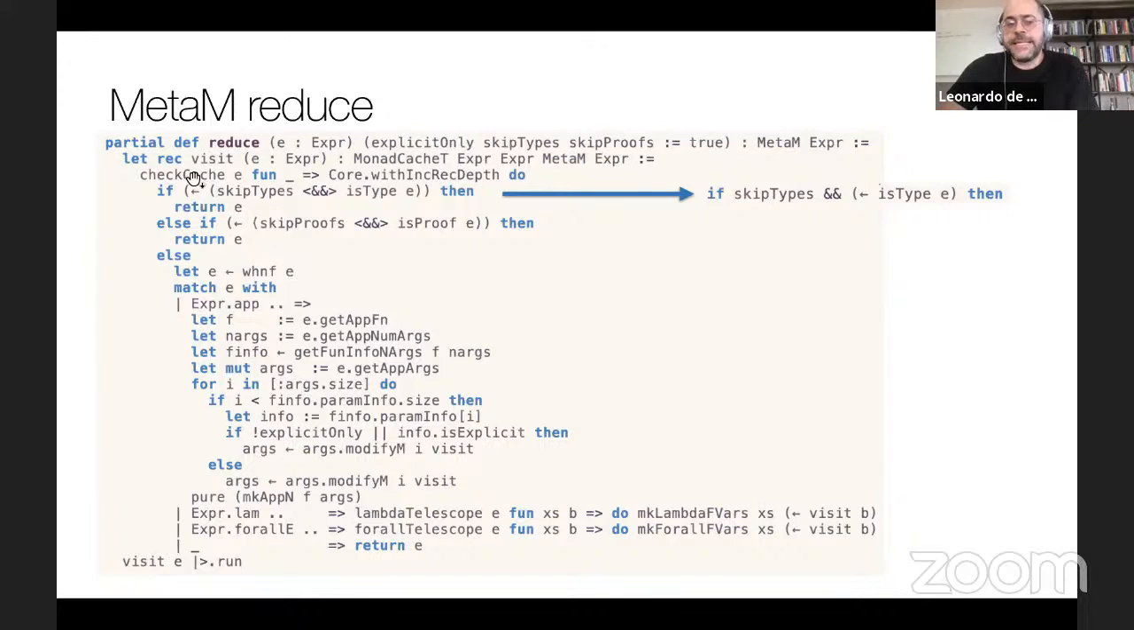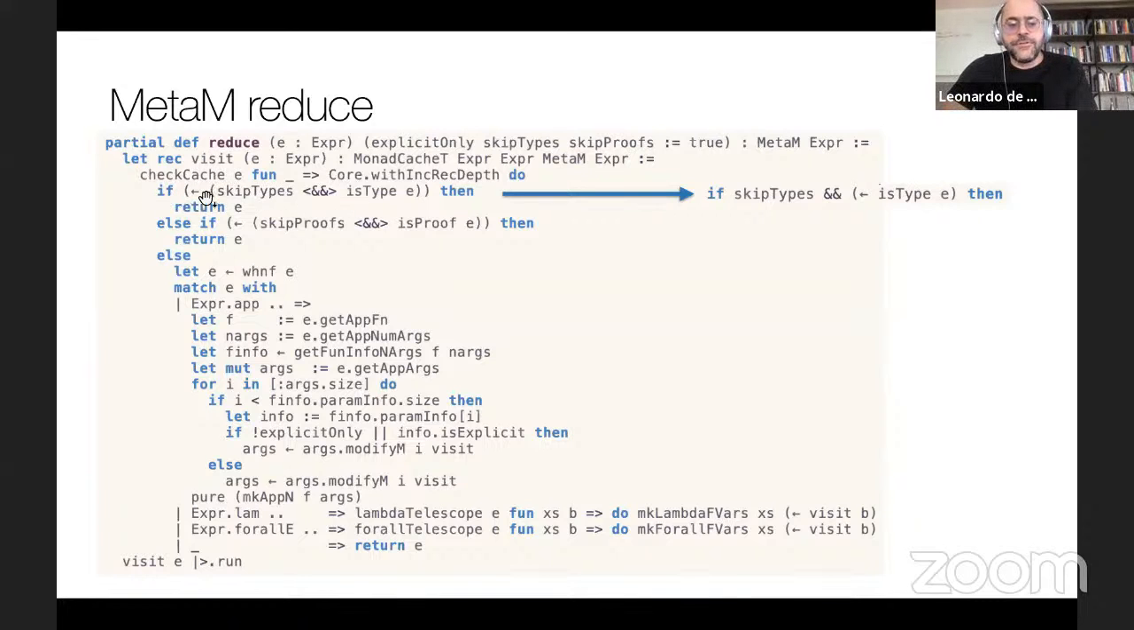And you have this method, getCache, checkCache. Basically what happens here is checkCache e. If e is in the cache, you return immediately. Otherwise, you execute this code here and put the result in the cache, right? It does that for free.